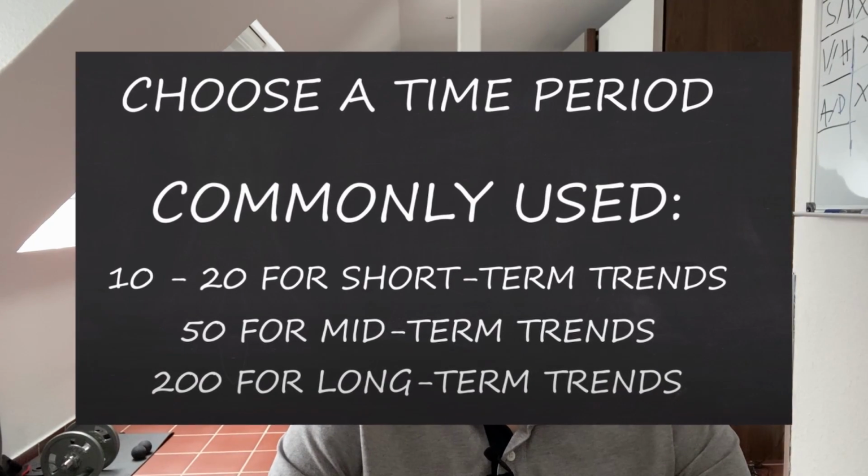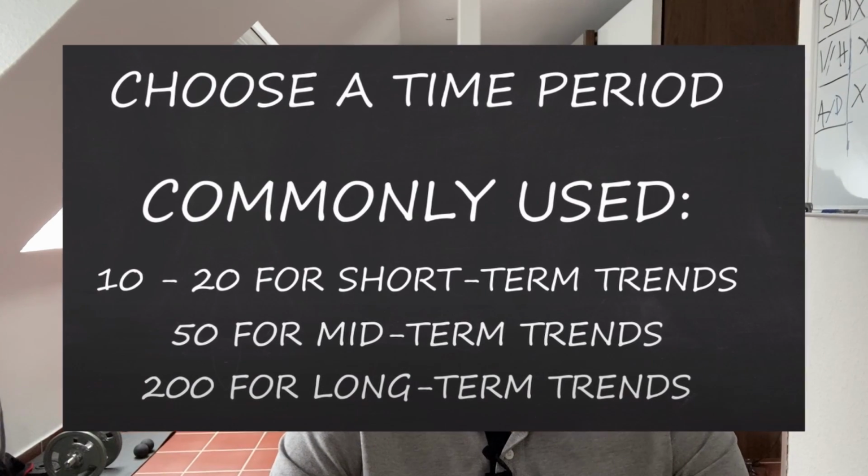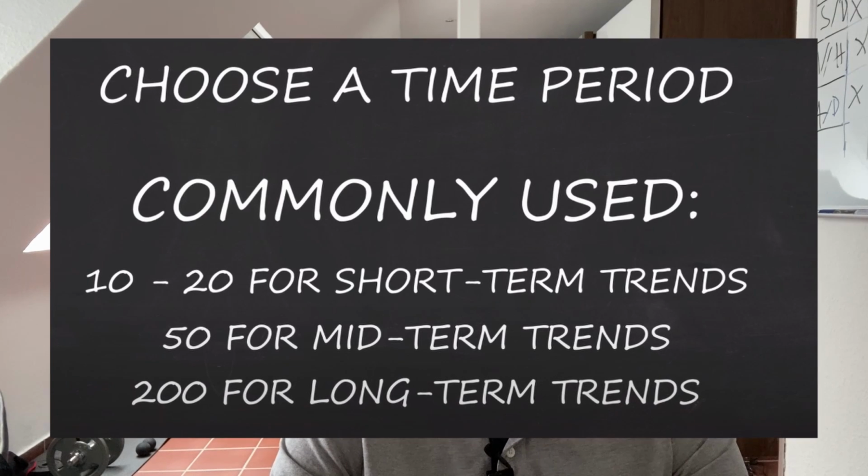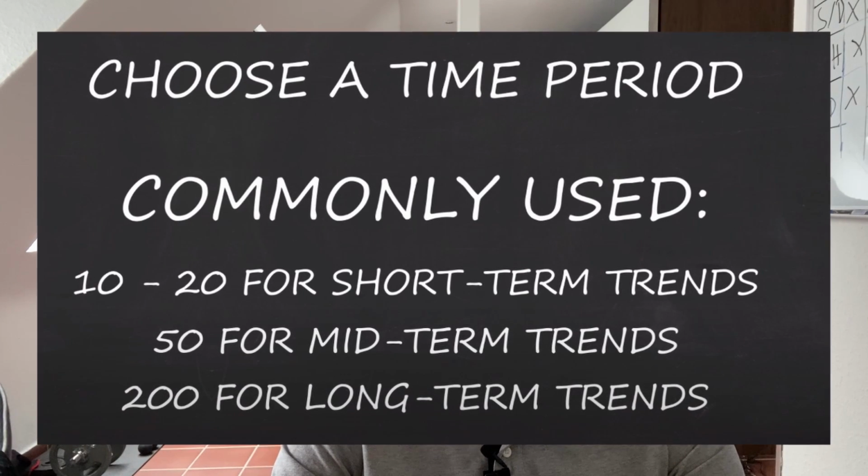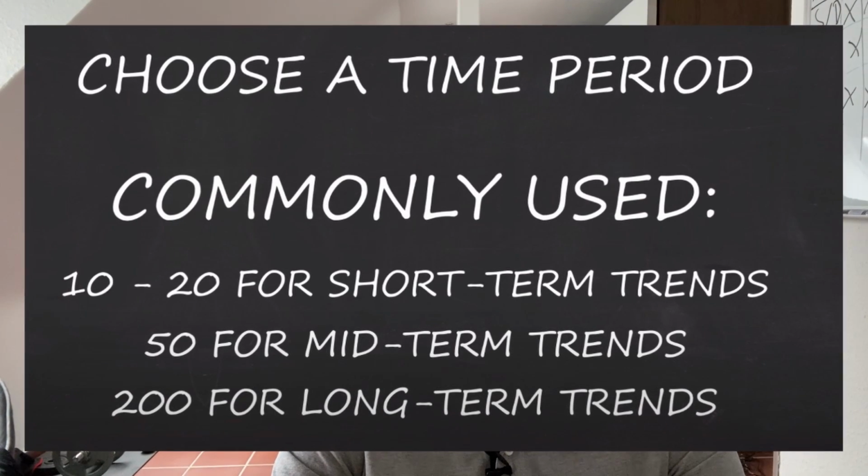Apart from the type of the moving average, you also have to decide on the time period. This will largely depend on the type of trend you are analyzing. Here are some guidelines for commonly used time periods. 10 to 20 for short-term trends, 50 for mid-term, and 200 for long-term trends are typically used.